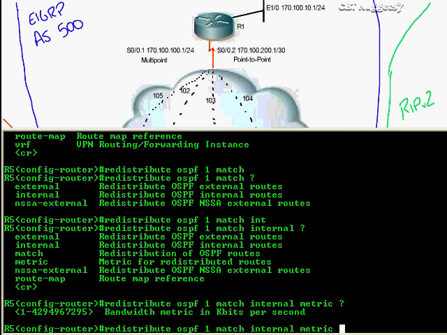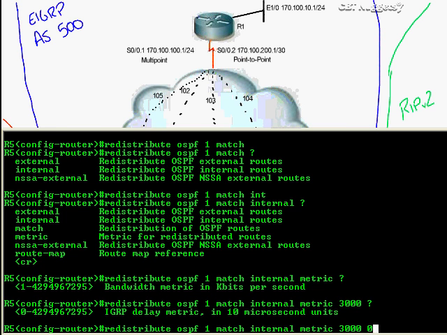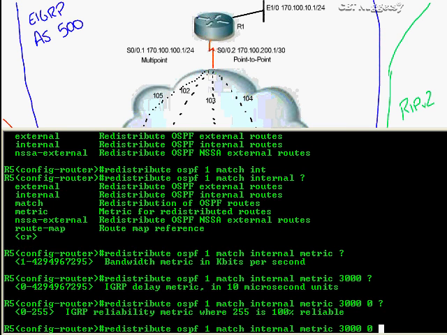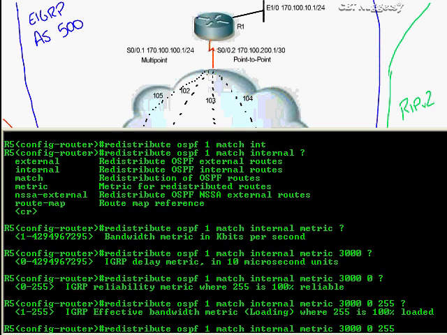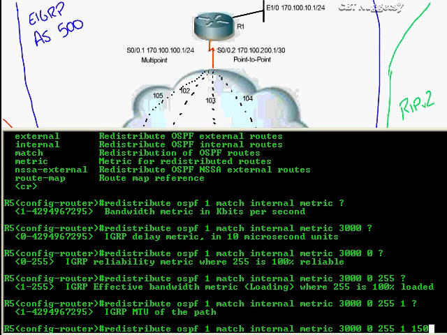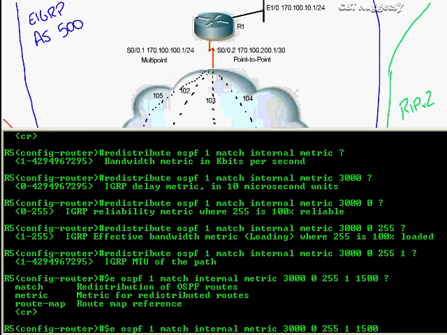So I'll say 3,000 kilobits per second here. The delay will be 0, and that should pretty much do it. These aren't even factored into the calculation. They're just required for the redistribution. All right, let me make sure I've got everything here. We have the match statement, matching internal routes, the metric, it's a better metric. Route map, we could have done a route map and done the same thing inside of the route map, but why do that? We can do it right here.